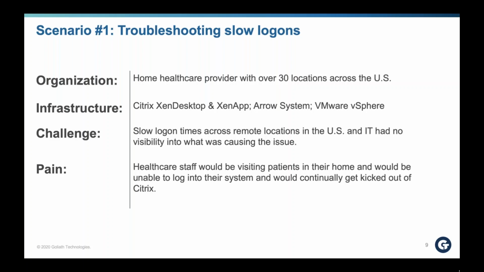So when we talk about their infrastructure, they have a standard Citrix virtual apps and desktop environment. Their EHR system was Arrow Systems. And they had VMware hypervisor infrastructure. They did have some legacy Xen server infrastructure as well. And the major pain point or challenge that they were having is poor logon performance, particularly when accessing their EHR system from these patients' locations.